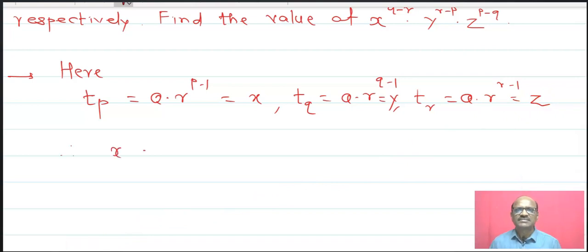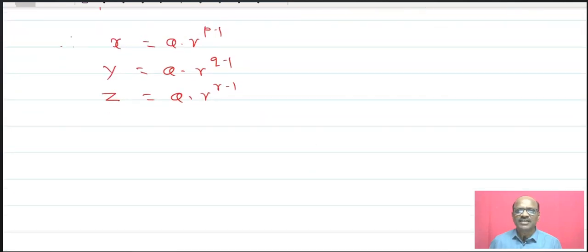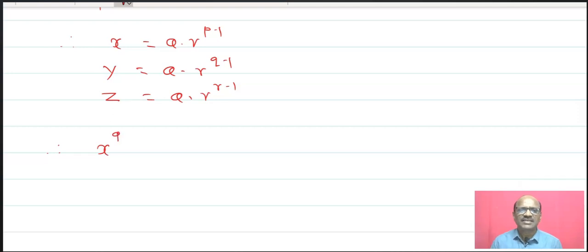Now next, x is equal to a into r raised to p minus 1, y is equal to a into r raised to q minus 1, and z is equal to a into r raised to r minus 1. Now these two r's are different. We can take that value also as k. In the next example, if r is repeated, I will consider k as the ratio.